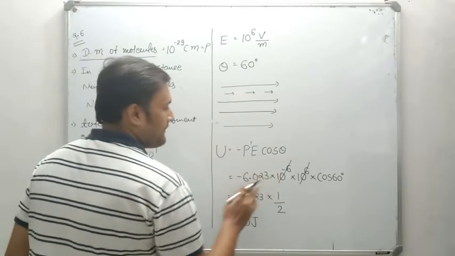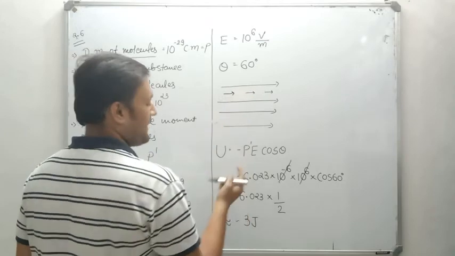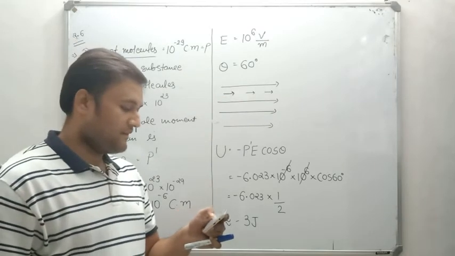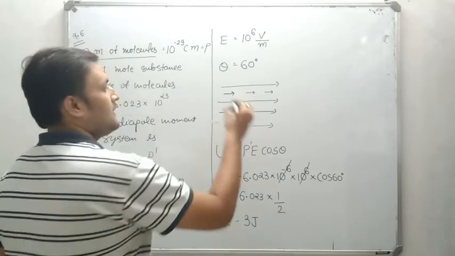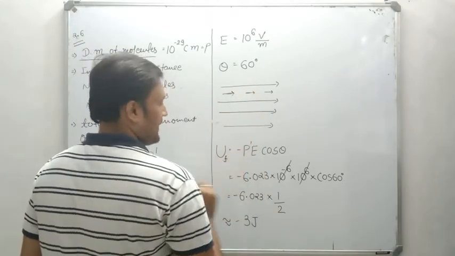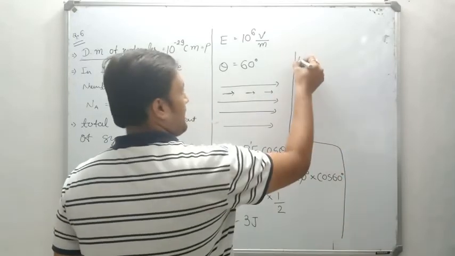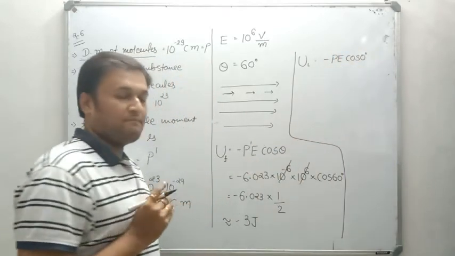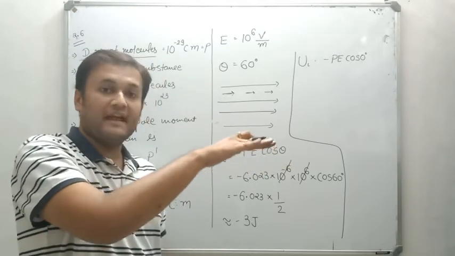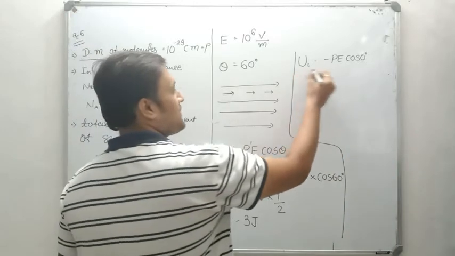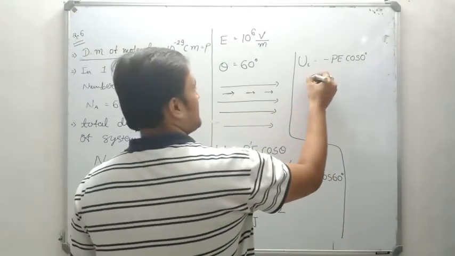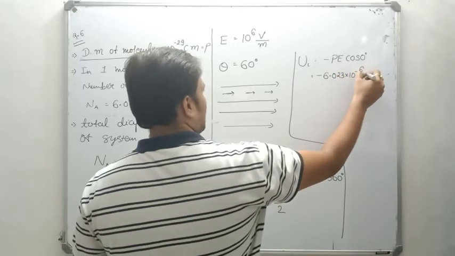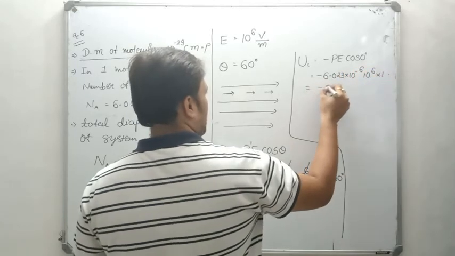Here, first of all, the final state will be parallel to the electric field, that is UF, and we have to find out UI. UI is equal to minus PE cos 0 degree. That means the polarization will be parallel to the electric field, so we take the initial potential energy at theta equal to 0 degrees. So here minus P is equal to 6.023 into 10⁻⁶, times 10⁶, into 1, that is minus 6 joule.